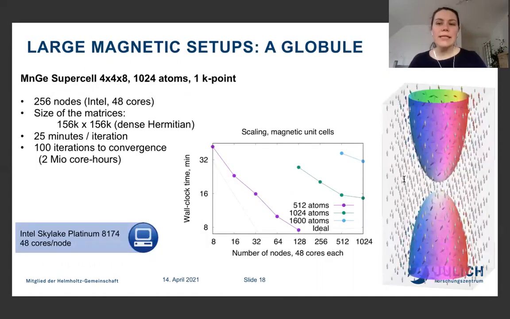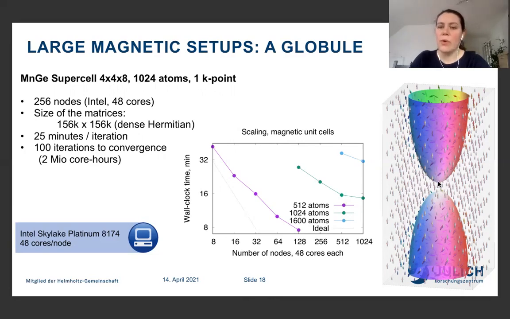And this is an example. You can see the unit cell here on the right side. And you see the magnetization vectors outside the structure. This is called a globule. This is a globule in manganese germanium. And in the system, we have about 1,000 atoms. You see that outside the globule, all the magnetization vectors point in one direction, up. Inside the globule, we have vortices, so that in the middle, on the axis, the magnetization points down.